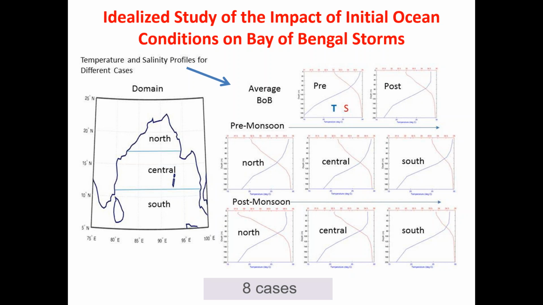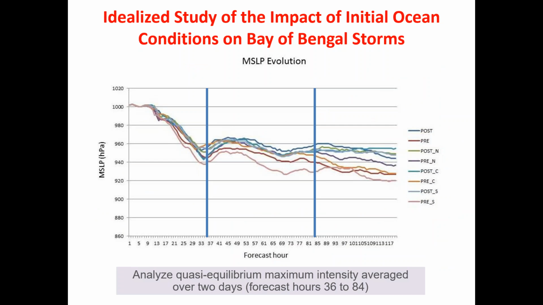Now, one thing to notice is that in this climatological sense, there is not a large difference in the upper ocean heat content. The differences in SST are less than a degree in all of these cases. So at most, we might expect a modest ocean impact on intensity forecast from these differences. And indeed, that's what we see, where we have the minimum sea level pressure evolution for the 8 cases. And we see that there is a modest impact, maybe differences reaching up to 20 plus millibars. To take a closer look at this response, we looked at an average over 2 days, hours 36 to 84, shown by the vertical lines, to summarize the differences in intensity.